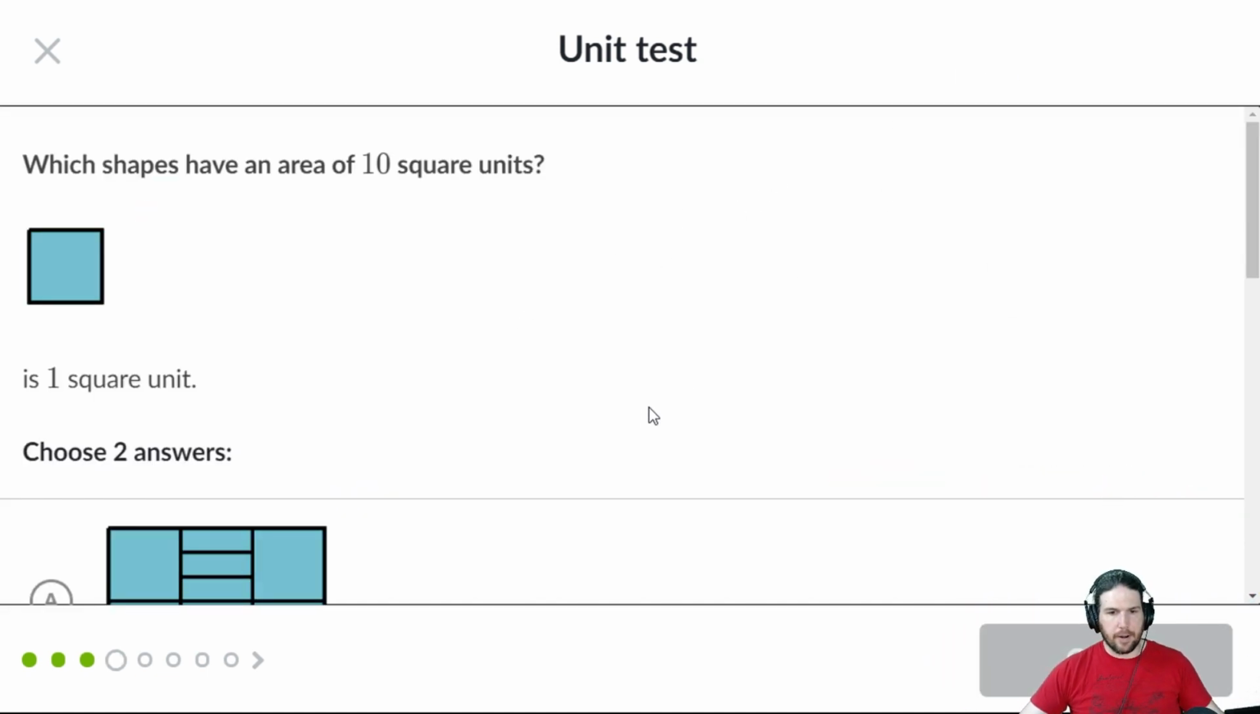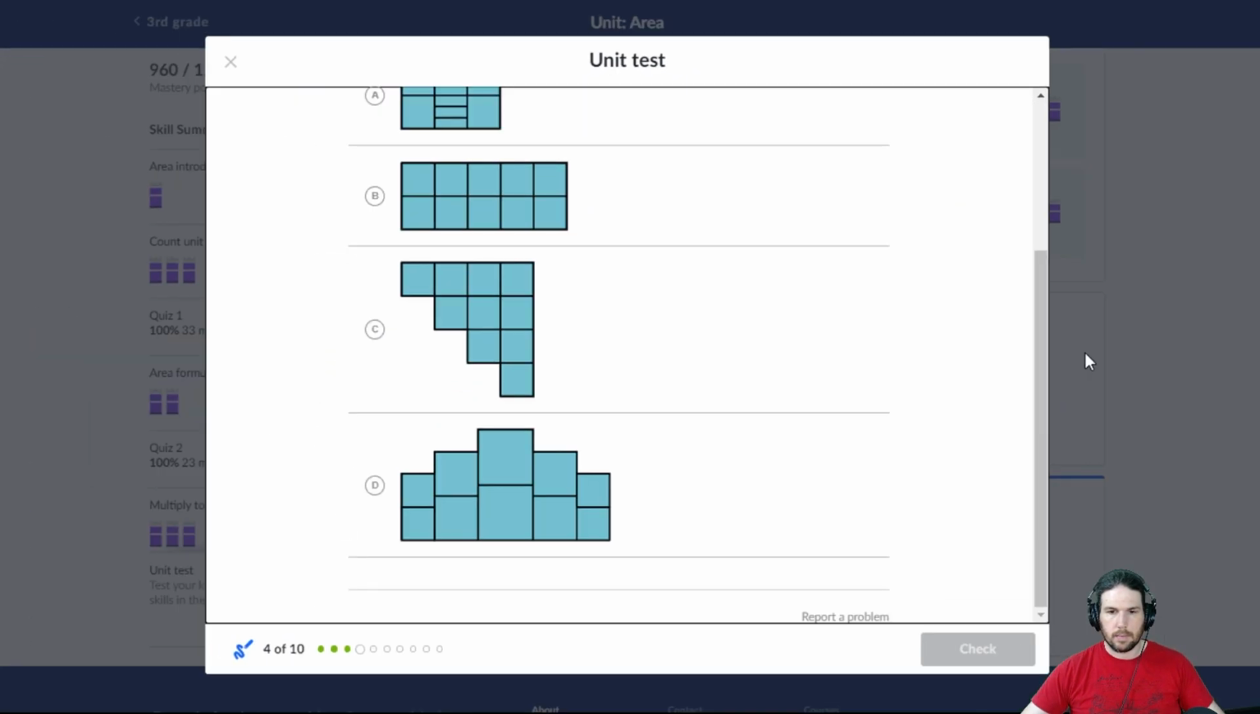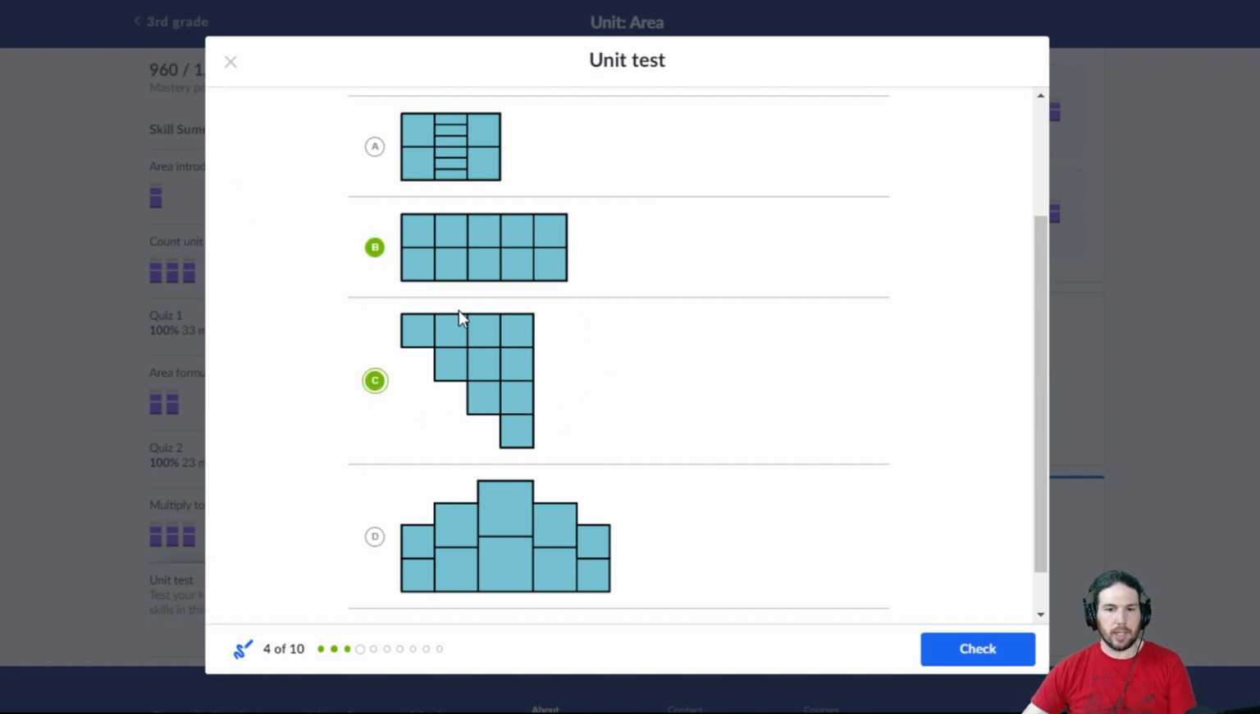Which shapes have area of 10 square units? Well, that's B and C. Fun fact about C, this is how bowling pins are arranged, right? You've got the king pin, and then 2, and then 3, and then 4 to make 10.